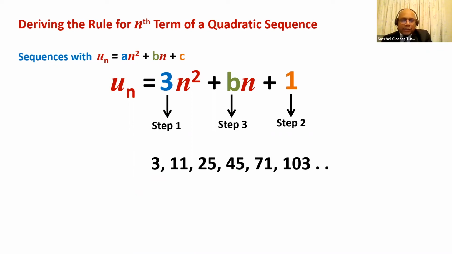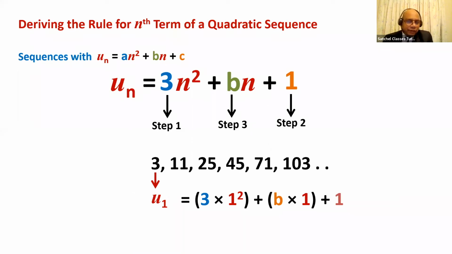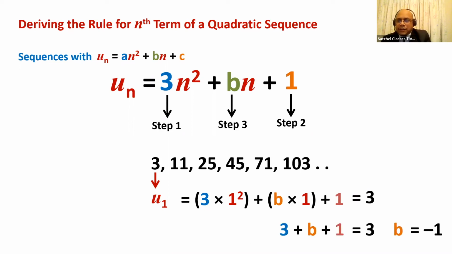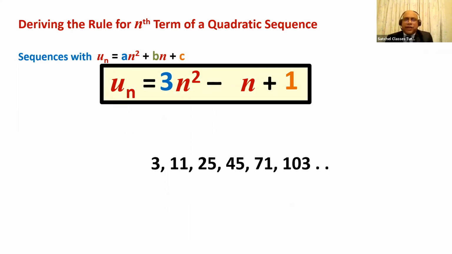For that, I pick any one term of the sequence, and always remember, the first term will be the smallest, and hence that's the simplest to find. So for the first term, I'll replace n equals 1 in the original rule. So we have 3 times 1 squared plus B times 1 plus 1. And what's the first term equal to? The first term is equal to 3. So I'll equate it to 3. All I need to do is now solve the equation for B. In this case, B is minus 1. So I'll replace B with minus 1. And there you get your rule for this particular sequence. Un given by 3n squared minus n plus 1.